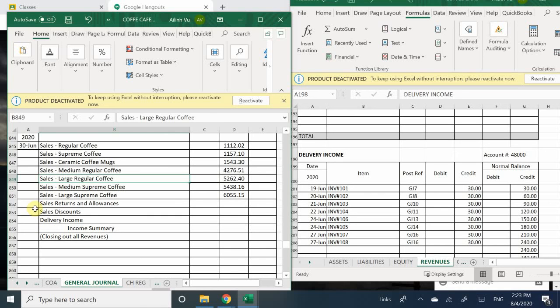Ooh, I just realized this is wrong, because sales returns and allowances is a... okay, so this one I have to fix. But yes, you also have to make sure that you understand the flow. I think I was in the middle of fixing this. I was about to enter it in here. So you have to also understand the flow of how you journalize or post to the ledger. So in this case, I posted my sales returns and allowances, right?